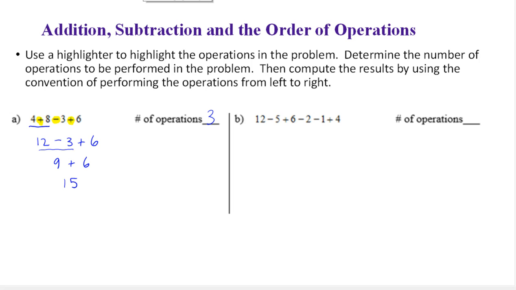So let's highlight the operations. So we have subtraction, addition, subtraction, subtraction, addition. So there's 1, 2, 3, 4, 5 operations that we need to perform. And we're going to compute these from left to right. So 12 minus 5 is 7.